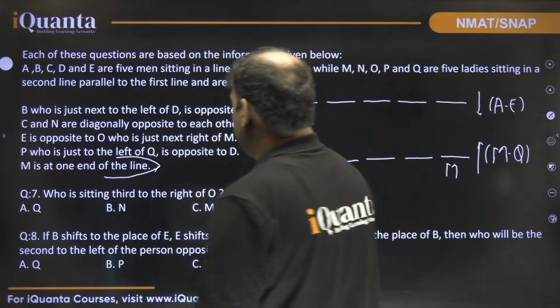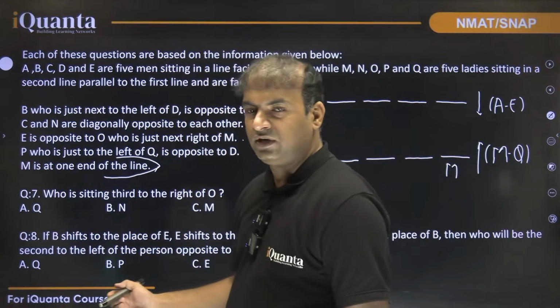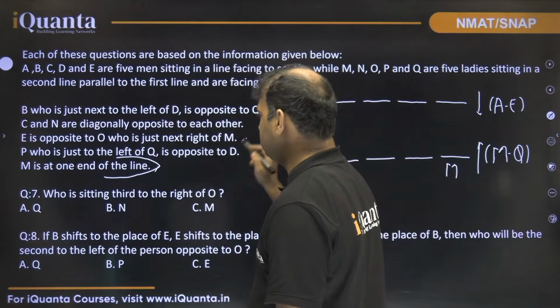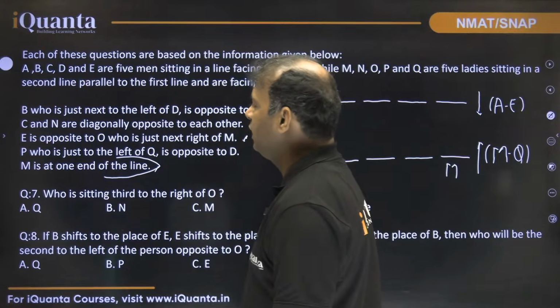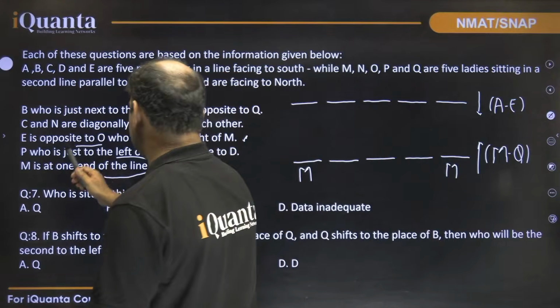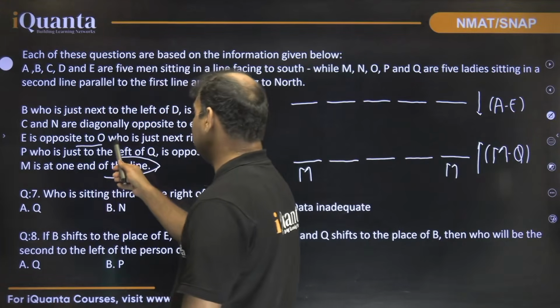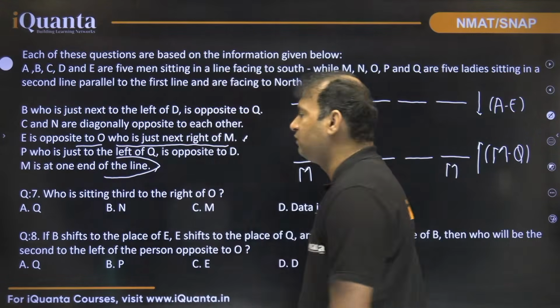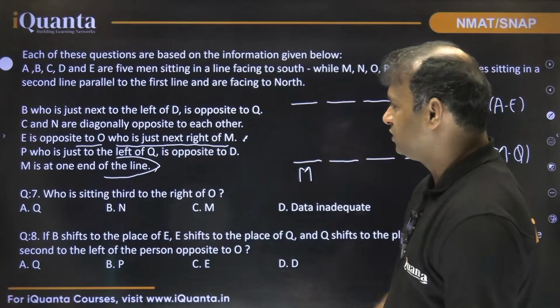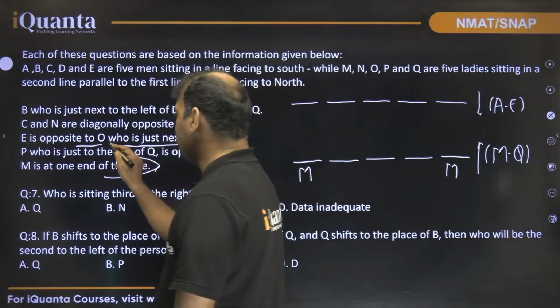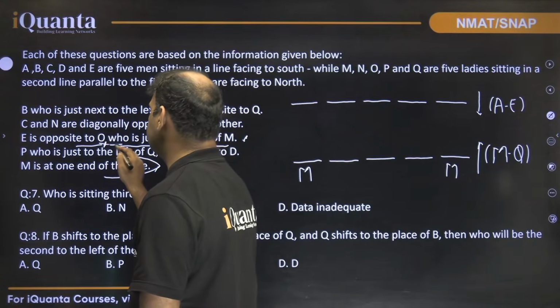Now guys, look at this. Do we have any other information about M? Yes, we have one more piece of information, number 3, about M, where they are saying that E is opposite to O, and O is just right of M. Okay guys, O is just right of M. See, who is written after O, right guys? Who is written after O?